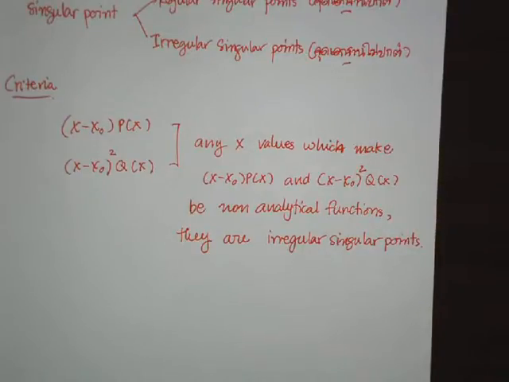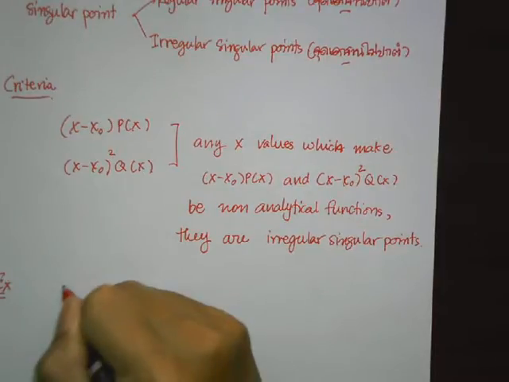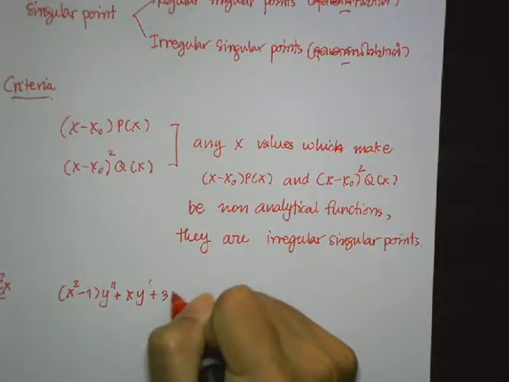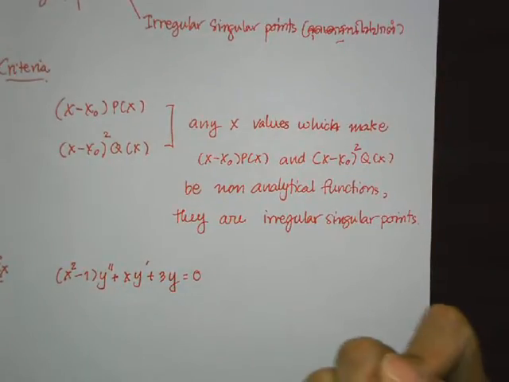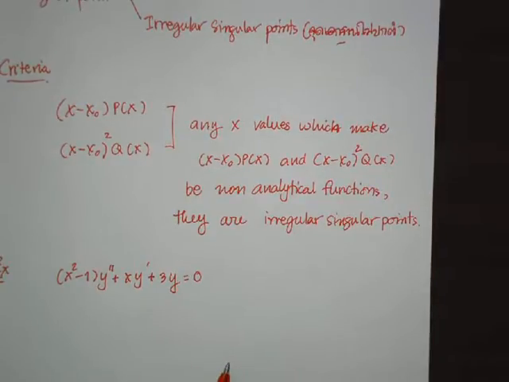So I'm going to teach you how to determine the type of the singular point for this equation. We are going to consider whether this equation has singular points. If so, what type of singular point it is, whether it is a regular singular point or irregular singular point. Okay?